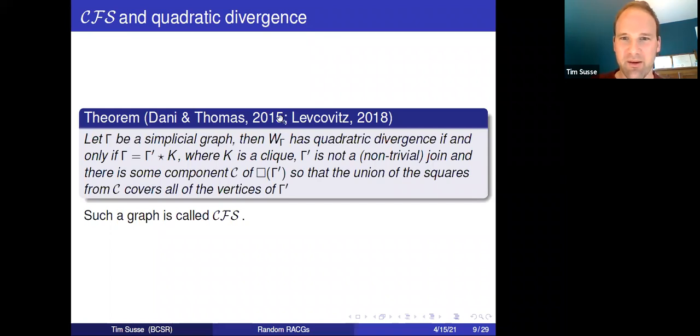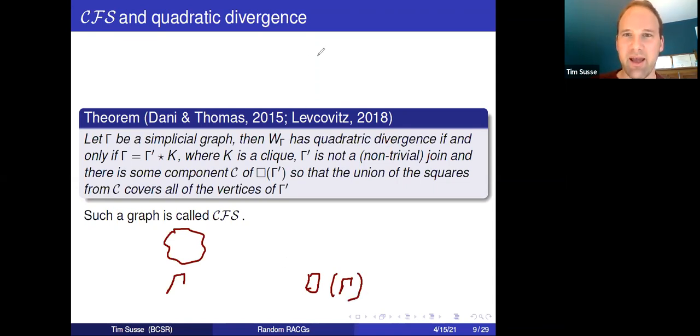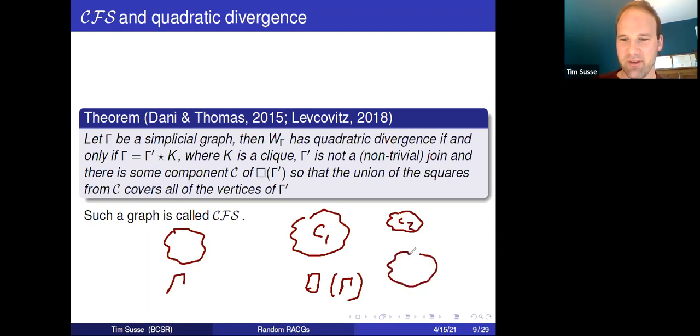So we've got our graph gamma over here. And now we've got the square graph of gamma, and that may have multiple components. It may have a huge component, C1, and then a little component, C2, and a little component, C3. But all of these correspond to collections of squares inside of gamma. And so we look at the union of all squares from C1.